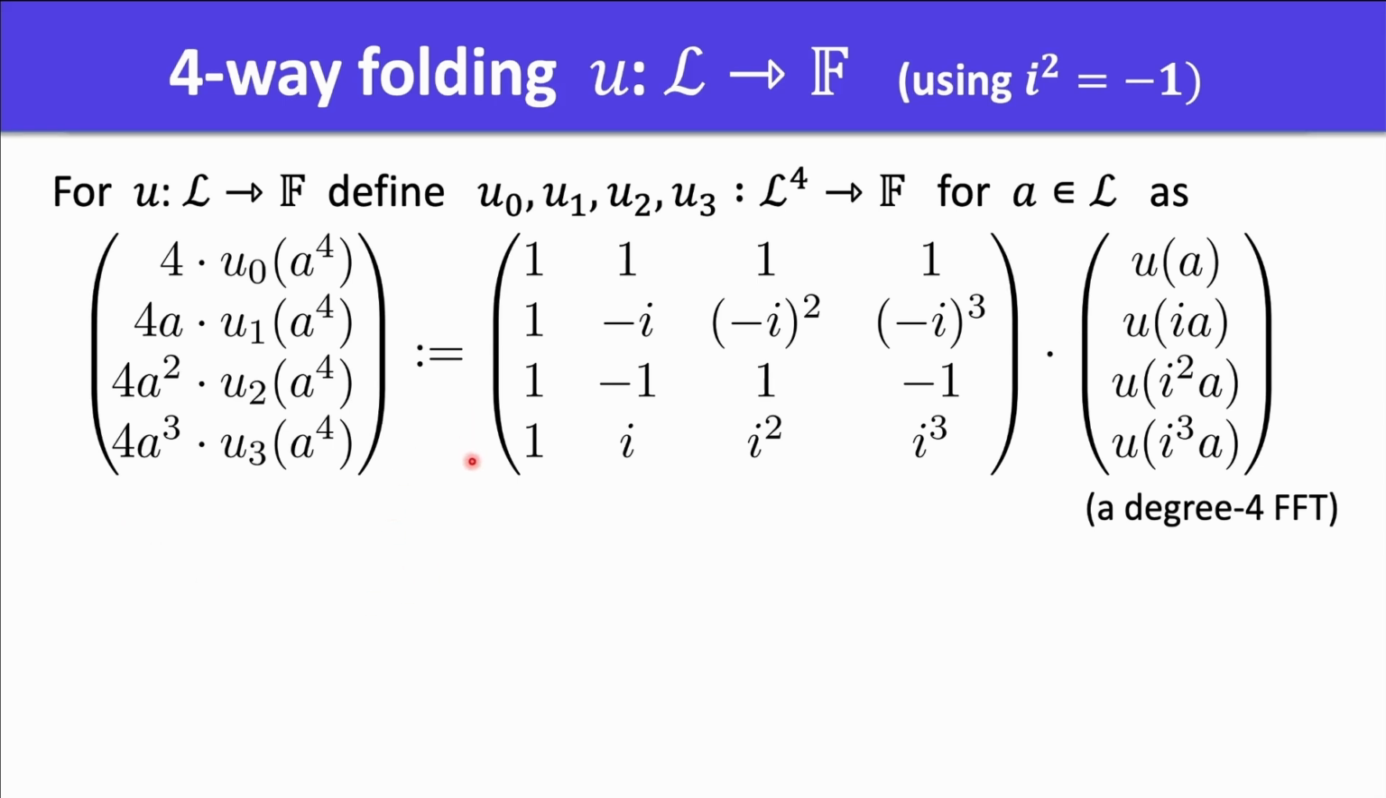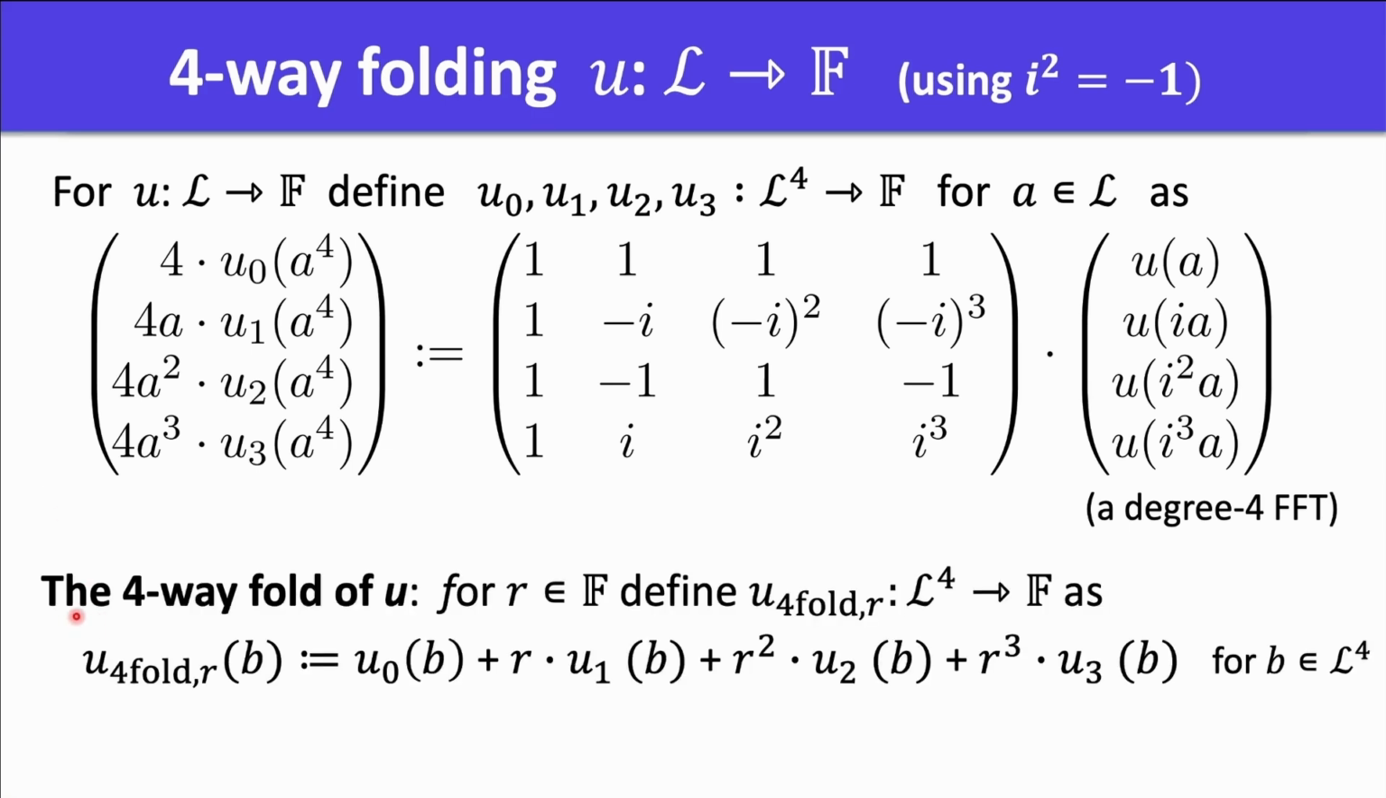Now, interestingly, you might recognize this matrix. This matrix is just a degree 4 Fourier transform matrix. And so once the function u is evaluated at 4 points, we can evaluate u0, u1, u2, and u3 simply by applying this degree 4 Fourier transform. And then we define the 4-way folding of u, which I'll denote by u sub 4-fold, simply as a linear combination of u0, u1, u2, u3, using r as the linear combination coefficient.